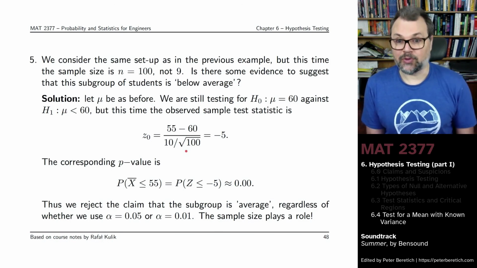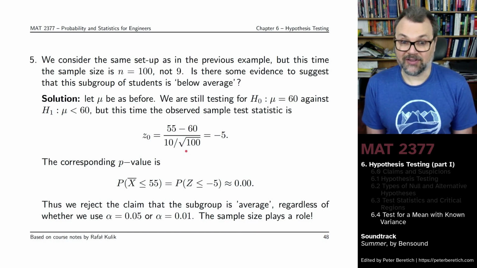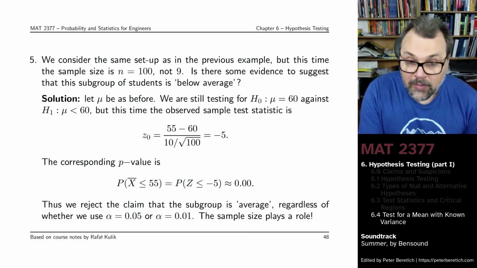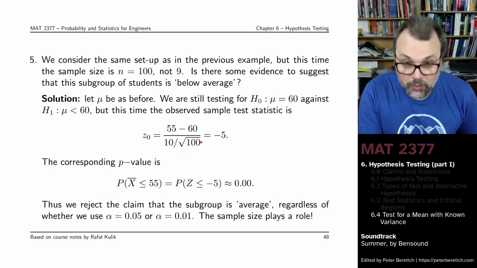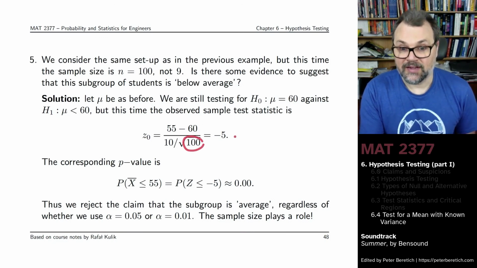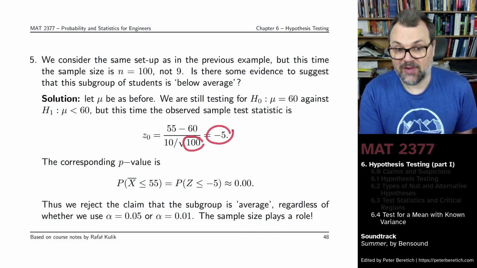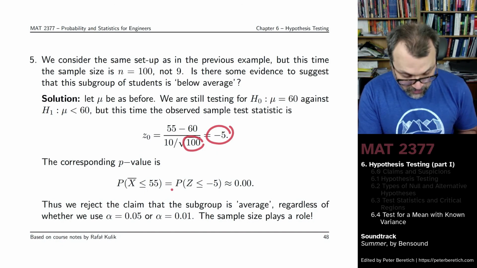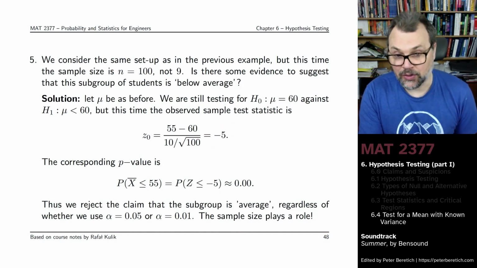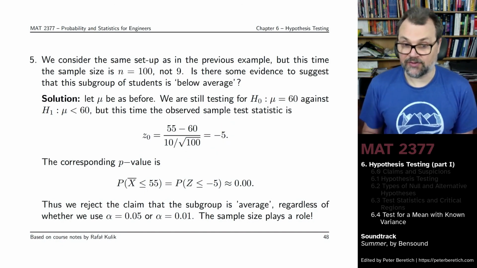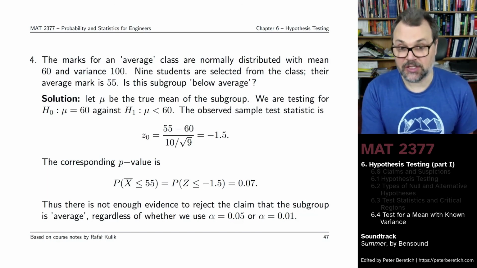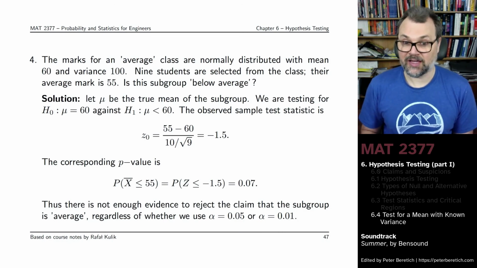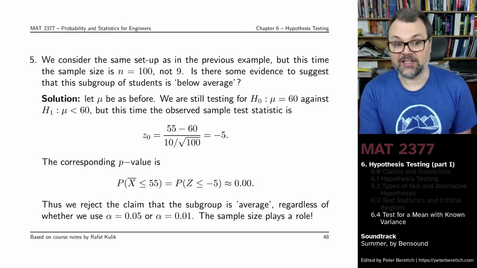But the observed sample test statistic has changed. I'm not dividing here by the square root of 9, I'm dividing by the square root of 100. And that gives me a new z statistic of minus 5. The corresponding p-value, the probability that the sample should be smaller than 55, is now the probability that the standard normal would be smaller than minus 5, and that is substantially smaller as a value than the minus 1.5 here. In fact, it is so small that it is nearly 0.